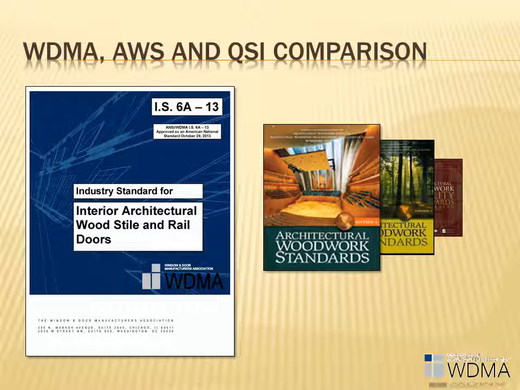Specifiers and distributors need to be aware of both the physical and cost-related differences between each of the standards and veneer grades when ordering and furnishing premium doors. Specifiers should use the current or latest editions of the WDMA standard and AWS standard in lieu of older WDMA standards or the QSI.